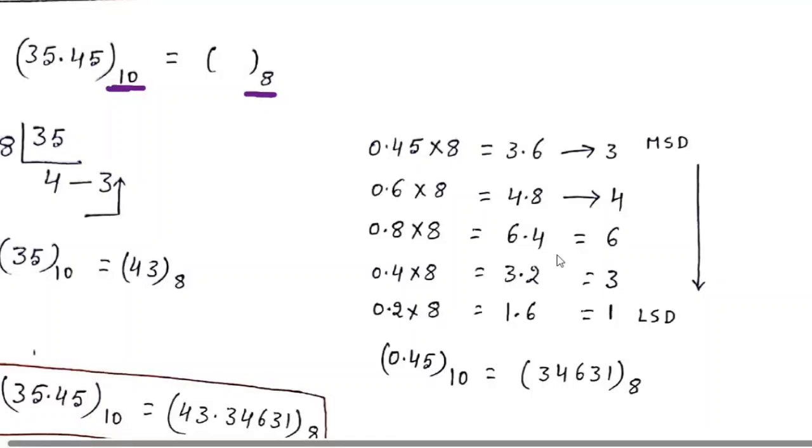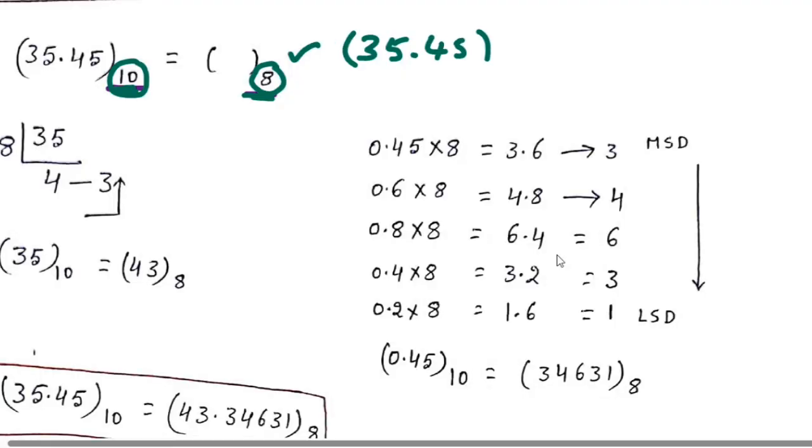In the last class I discussed decimal to binary conversion. Now in this class I'm going to explain decimal to octal. Octal means the base is 8. The base of the decimal number system is 10. So what is the value here?